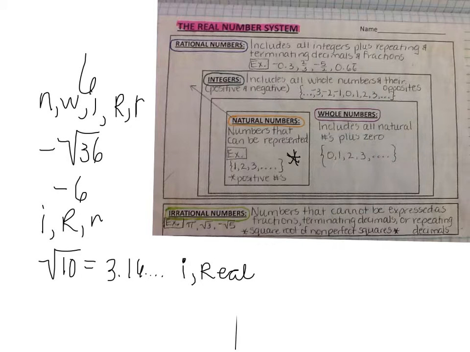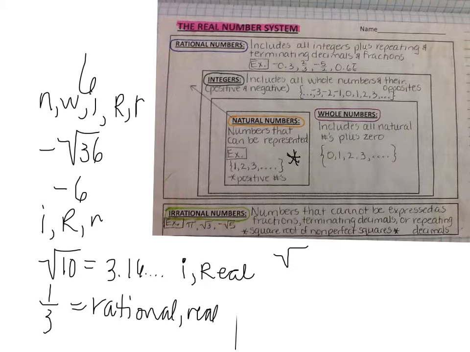Okay, next one is 1/3. What I would do is always start with that smallest box in the middle, natural number. Ask yourself, is it a positive whole number? No. Is it a whole number? No. Is it an integer? No. Is it a fraction or a decimal? Yes. 1/3 is the fraction. And if you turned it into a decimal, it would be 0.333 repeating. So it's a repeating decimal. So it is rational and real.